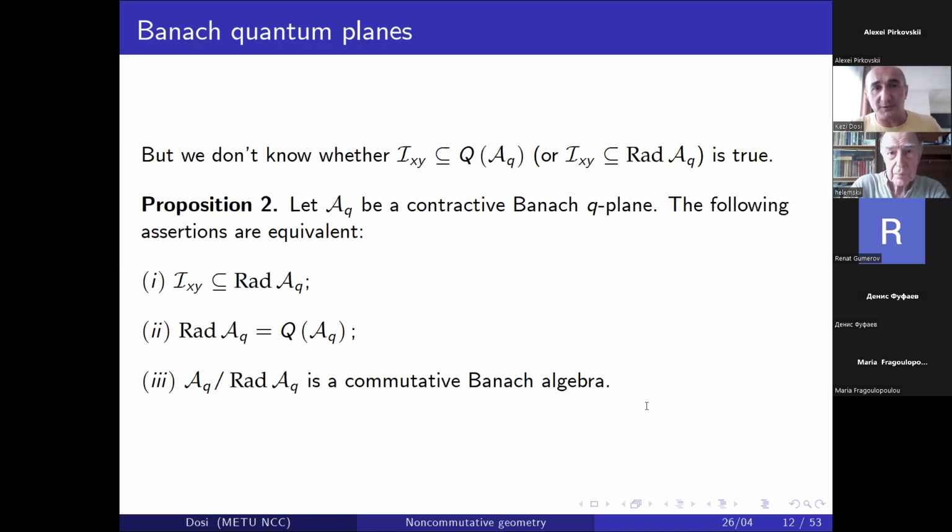Okay, but there is a problem. Is it true that if you pass to the closure, it still is going to be quasi-nilpotent? This one may not be true. So look, the following assertions are equivalent. Let A_Q again be a contractive Banach Q plane. Then this ideal is exactly inside of the Jacobson radical. Or the Jacobson radical consists of all quasi-nilpotents. And A_Q is commutative modulo the Jacobson radical. All these three assertions are equivalent. Look, the third condition is interesting, right? It's important for us, especially if you wish to have a joint spectral theory or sheaf structures. It's better to have this property.